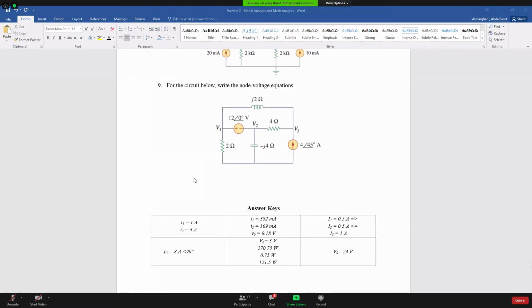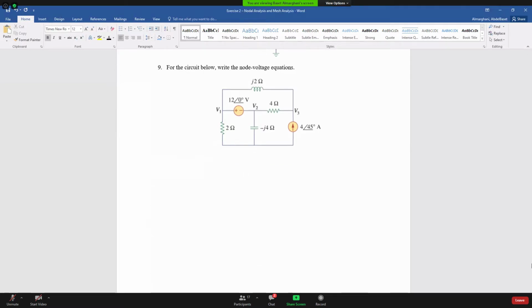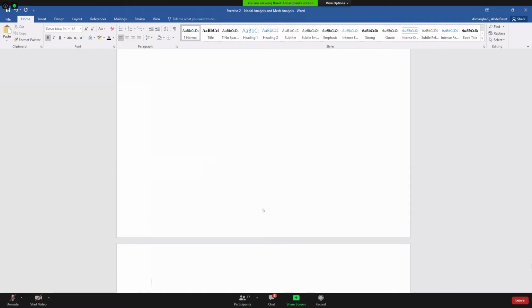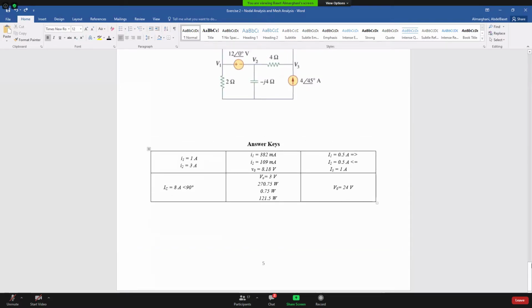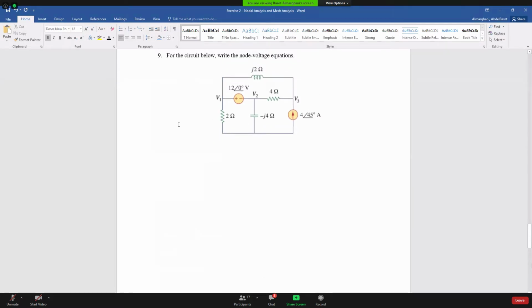So I'm going to put the space here so we can write that. Okay. Here's the, how many nodes do we have? When we say write the node equations, it means just don't solve them, just find the equations. It's going to be long to solve the equations. So first, reference. This is the point I'm going to use as a reference.